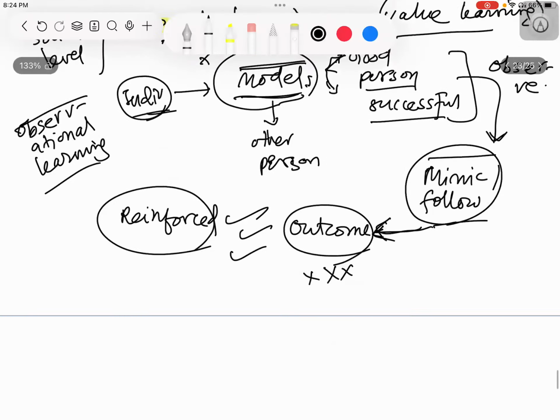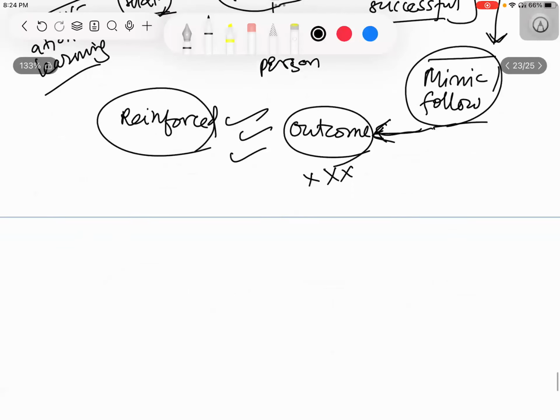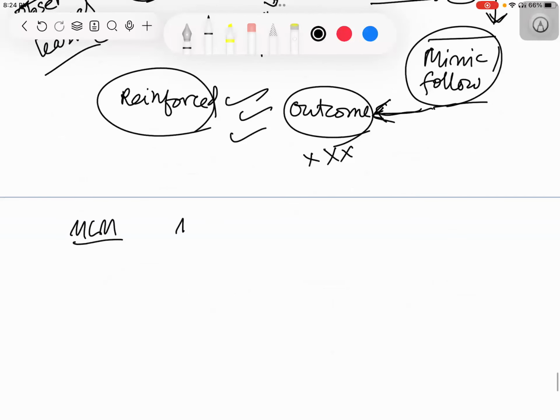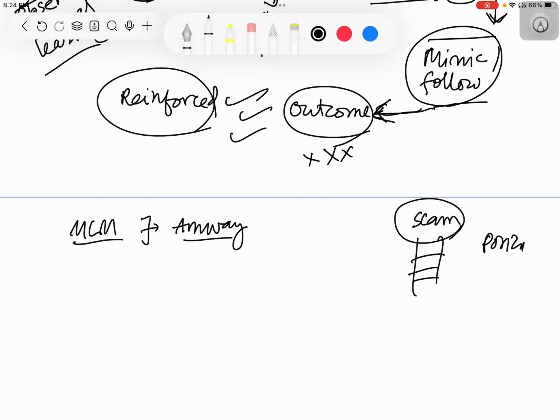Very simple thing. You see, you take a case of multi-level marketing, like Amway. If you try to understand its entire scam, it is related to the Ponzi scheme, they say.